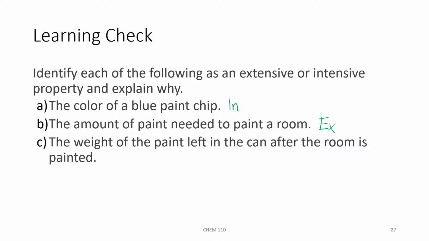The weight of the paint left in the can after the room is painted. Weight is definitely going to be extensive. That's going to depend upon how much matter is present. So that's an extensive property as well.